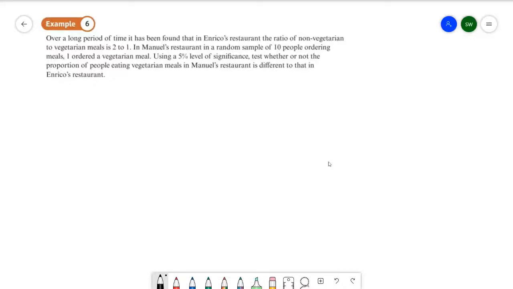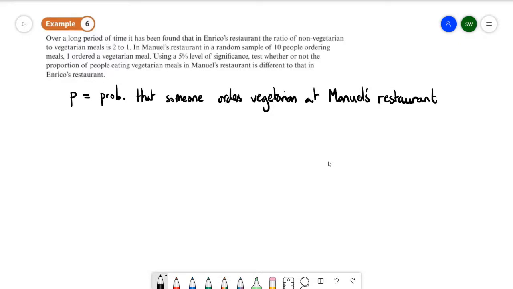We're interested in the proportion of people eating vegetarian meals at Manuel's restaurant. So first of all, let's say that P, the probability that we're interested in, is the probability that someone orders vegetarian at Manuel's restaurant. And we're interested whether that probability is different to Enrico's restaurant. So H0 would be that the probabilities are the same. Well, at Enrico's restaurant, the ratio of non-vegetarian to vegetarian is 2 to 3. So the probability of someone ordering vegetarian at Enrico's restaurant is a third.